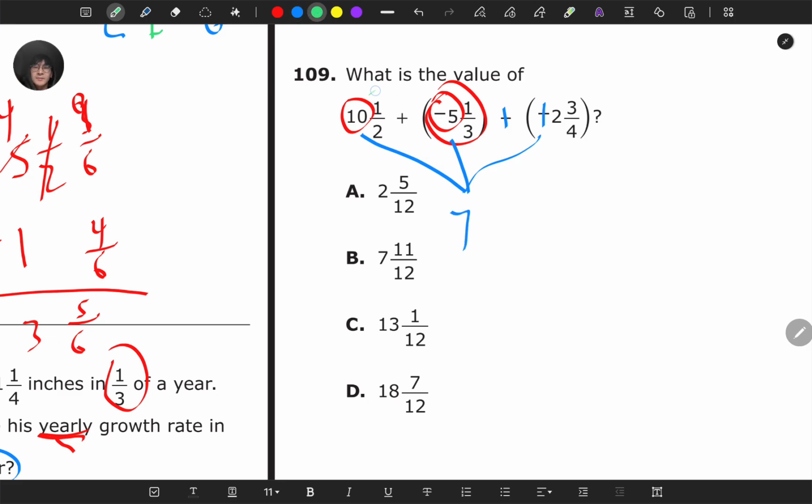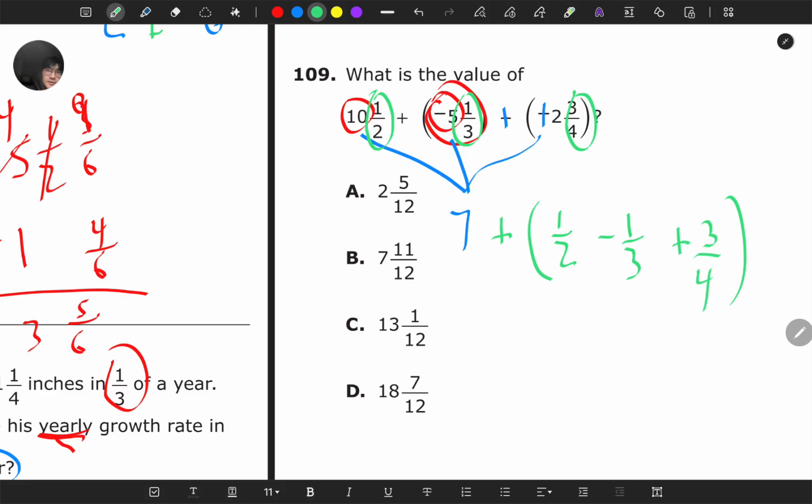And now I just have to combine these fractions. But be careful with this negative, because I said negative 5 and 1/3 is the same as negative 5 plus negative 1/3. So what you're doing is 7 plus 1/2, and then this is minus 1/3, and then finally plus 3/4.